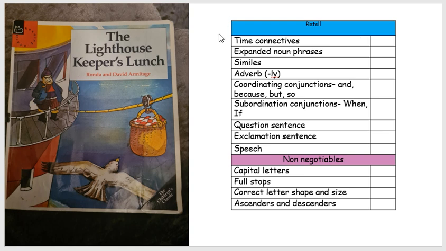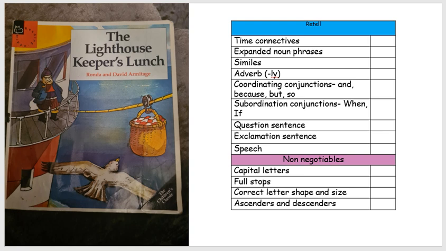At the side here is the grid that you're used to seeing whenever we do a big write activity. Today it's all the things we need to include in a retell. As you can see at the top of the grid, we've got all the different elements we would expect to see when we do a retell of a story. And the bits at the bottom underneath the purple heading are our non-negotiables.